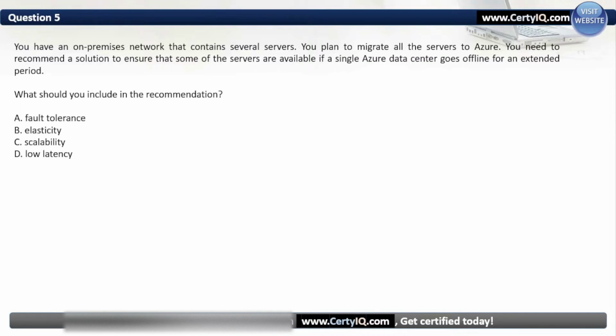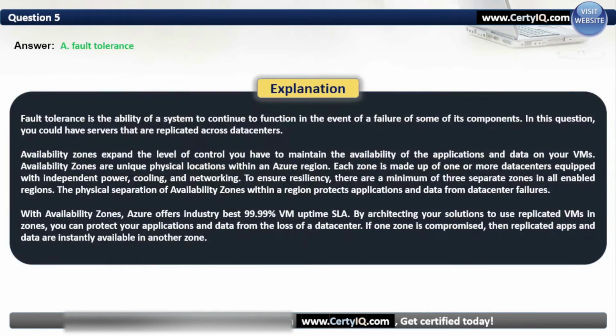The correct option is A. Fault tolerance. Fault tolerance is the ability of a system to continue to function in the event of a failure of some of its components. In this question, you could have servers that are replicated across data centers.